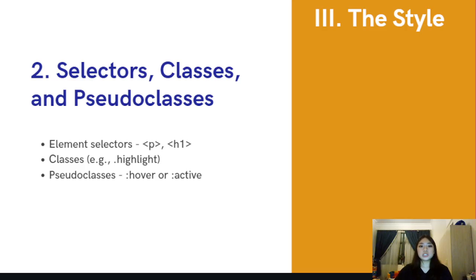Next is classes, which target specific elements and allow more flexible styling like highlights. And pseudoclasses like hover or active apply styles when users interact with their cursor on the element of the web page. These tools give developers precise control over how each part of a page looks and behaves. So once we know how to target elements, the next step is understanding how those elements occupy space, which leads us to the box model.